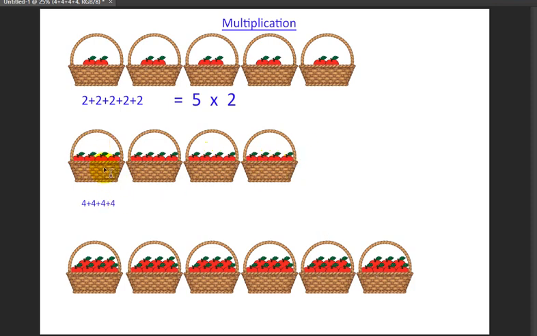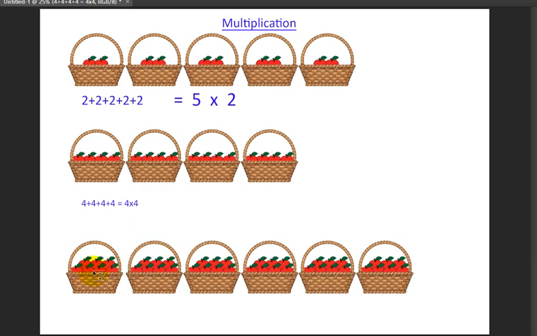Now, how many 4s is that? Basically, how many baskets do I have? How many groups do I have? The answer is I have 4 groups. So to write this, you can see here 1 4, 2 4s, 3 4s, 4 4s. To write this as a multiplication, I would write 4 times 4 because I'm adding together 4 4s.